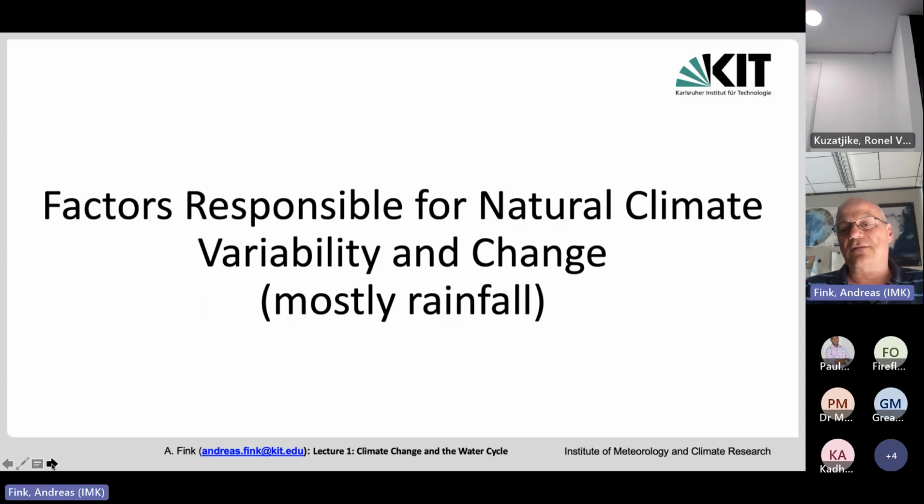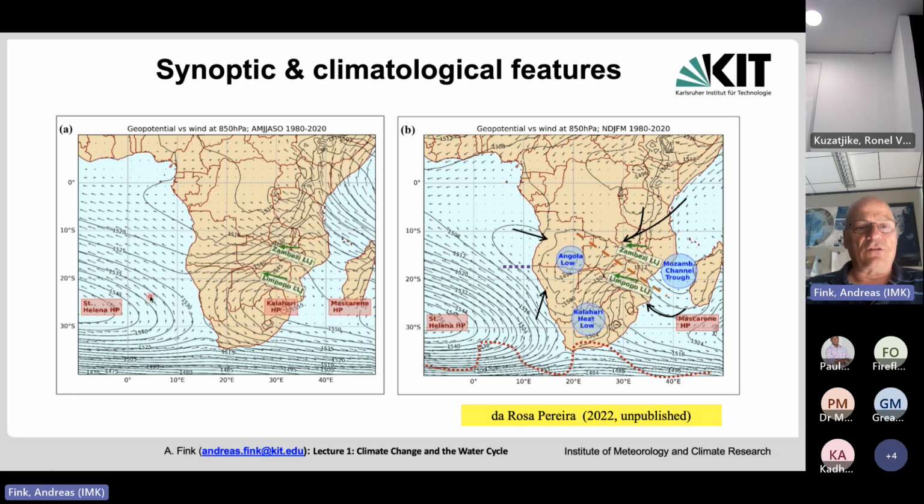So what are the factors responsible for natural climate variability and change? That is very important. When you discuss climate change, anthropogenic climate change, you need to understand the climate system. And I'm referring mostly to factors that were responsible for variations in rainfall. I start with these two maps. These maps are at 850 hectopascals, that is usually about 1.5 kilometers above mean sea level.